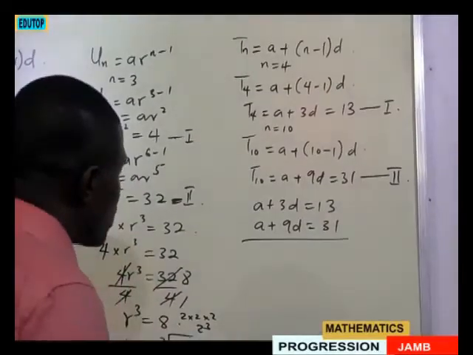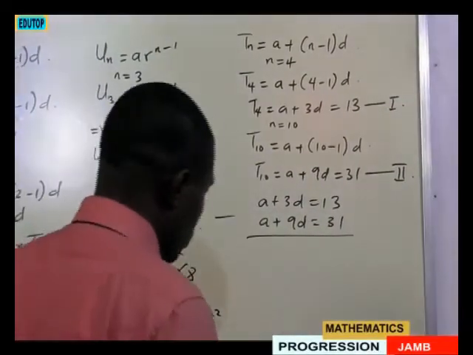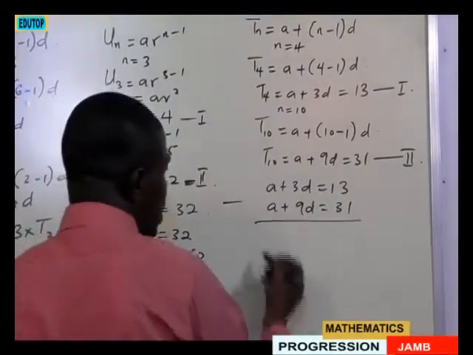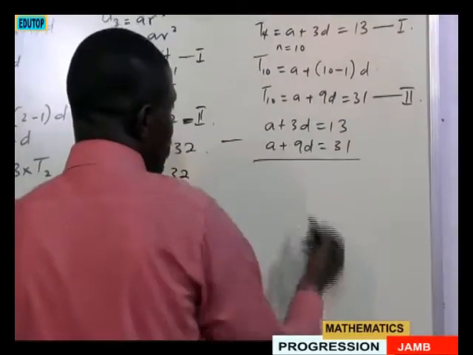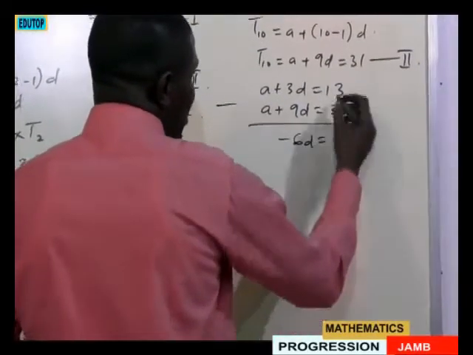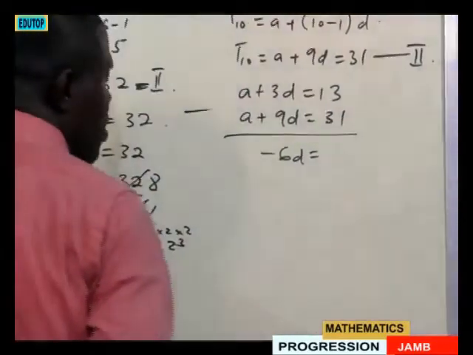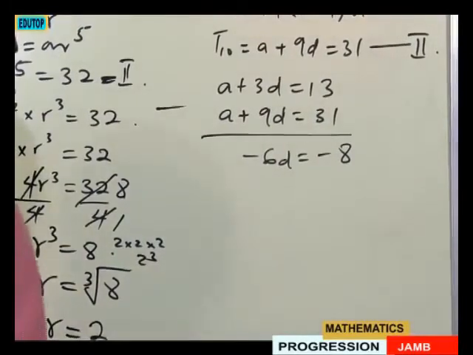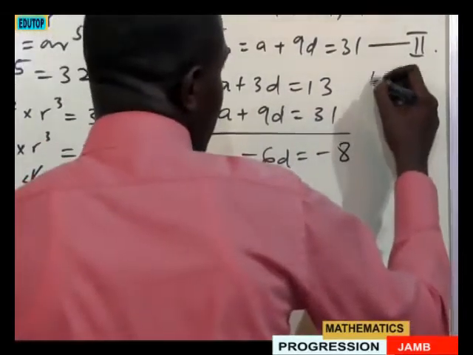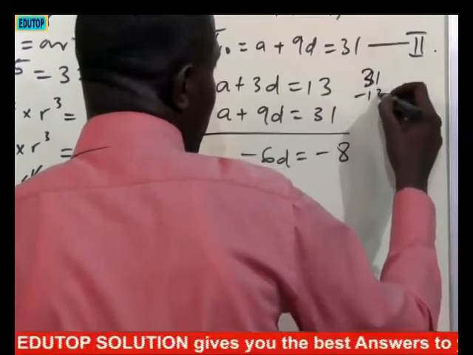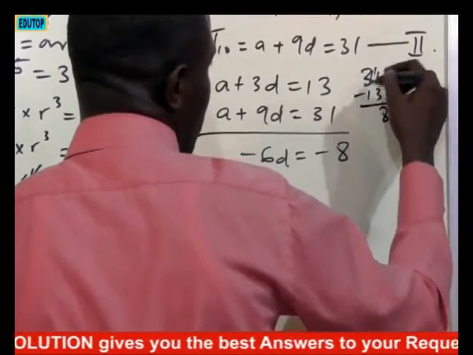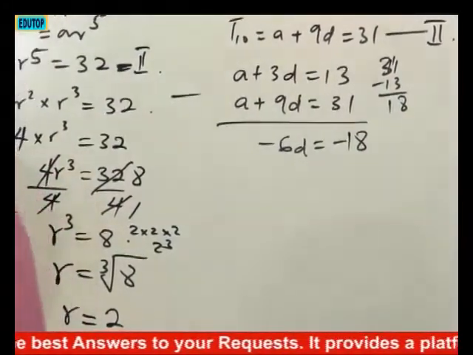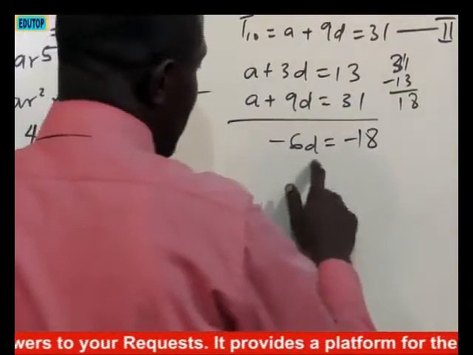To solve this simultaneously, I will subtract the two equations. I will subtract equation 2 from equation 1. A minus A cancels, it becomes 0. 3D minus 9D becomes minus 6D. 13 minus 31 becomes minus 18. It's 18, not minus 8. So we have minus 6D equals minus 18.